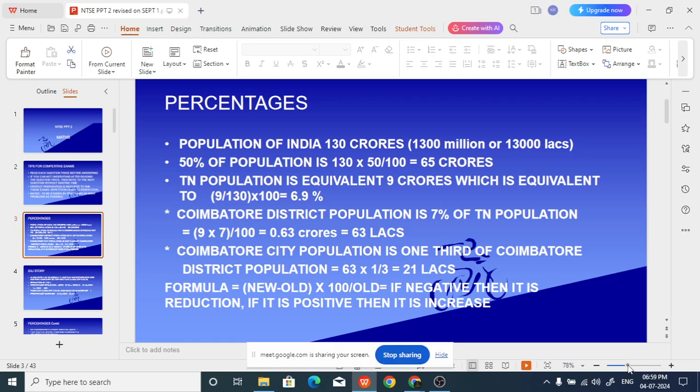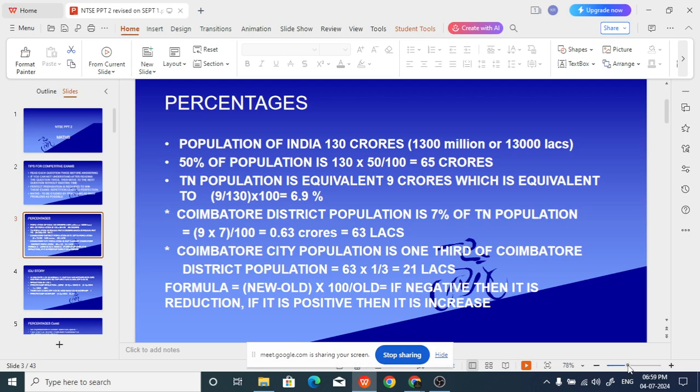Normally they talk in terms of thousands. 100,000 means 1 lakh. But in India we talk in lakhs. We don't talk in millions, but abroad they talk in millions. In mathematics they may give it like this also. So 130 crores equals 1,300 million or 13,000 lakhs. This you should know. Now the question is, you can read the next one, Kavinaya.